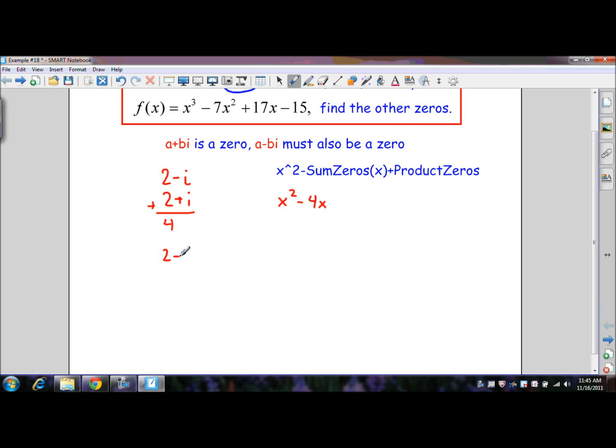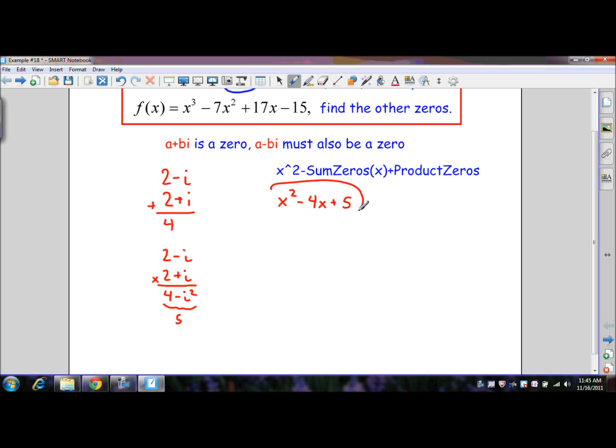Alright, well now I have to do the product. So let's do the product here. If I have 2 minus i and 2 plus i, and again I'm going to write them one on top of the other because it always makes it easier. Now they're conjugates, so the middle term is going to cancel, so I can multiply straight down. So I get 4 minus i squared. Now hopefully you remember that i squared is negative 1, which would make this 4 plus 1, which gives me 5. Therefore, my polynomial is x squared minus 4x plus 5.